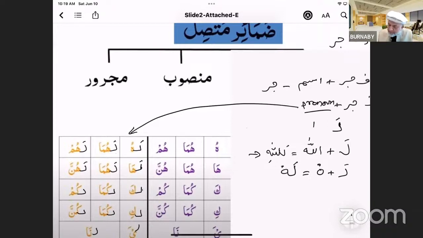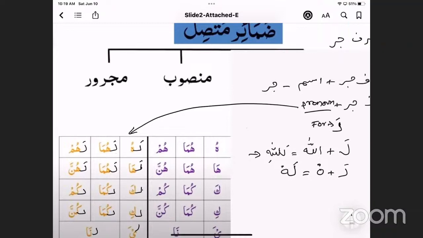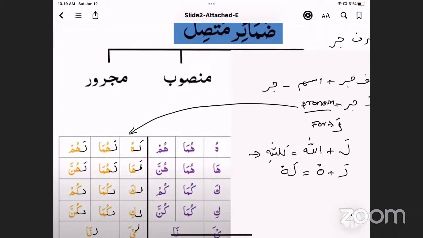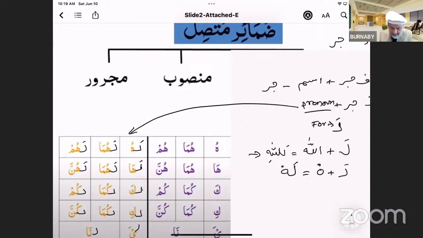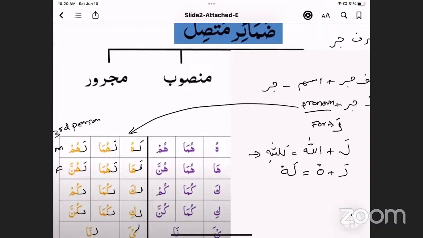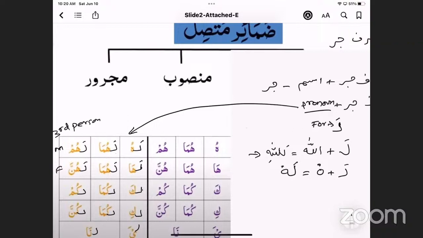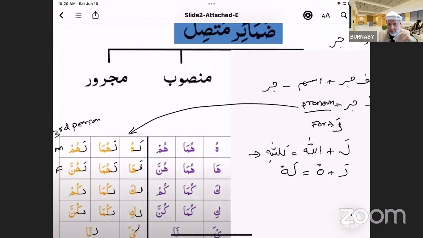So what was the meaning of lam? Lam is for, right? One of the meanings of lam was for. And the word hu means him. So it will become for him. For both of them. And this is the male version. This is the female version, right? And this is the third person, right? So lahu for him, lahuma for both of them, lahum for all of them, men. Laha for her. Lahuma for both of them, female. Lahunna for all of them, female.